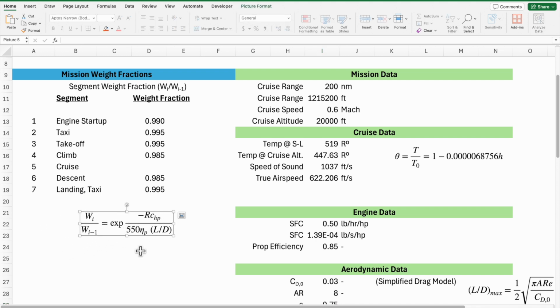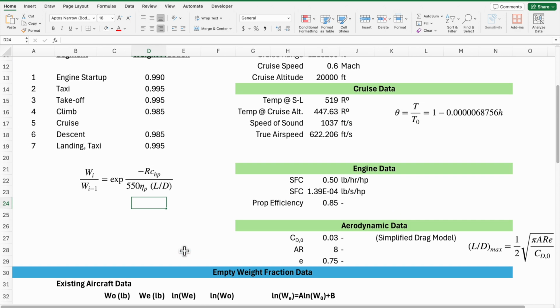And for cruise, for a propeller aircraft, if we rearrange the Breguet range equation, we get this form of an equation where the weight fraction for our cruise segment is equal to the exponential of the ratio -R, our range, times our SFC on a horsepower basis, divided by 550 times our propeller efficiency times our lift-to-drag ratio during our cruise. And for a propeller aircraft, we'll find out later that the optimal lift-to-drag ratio to fly at for the cruise to optimize range would be our maximum lift-to-drag ratio.